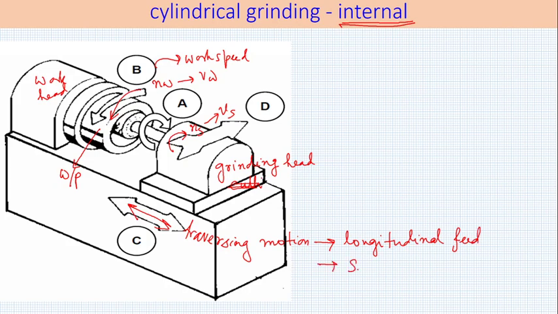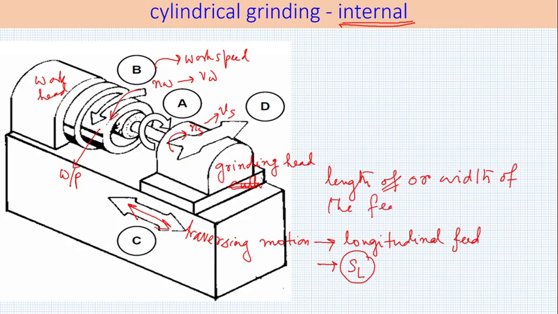So that is leading to SL that we have mentioned in the last class. There is one more thing, the length or width of the feature, not exactly the job, feature, that we will however use the same BW. It is much larger than BS, so you require this traversing motion. There is one more motion that I have not mentioned, which is this one.